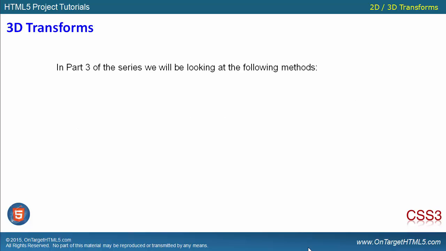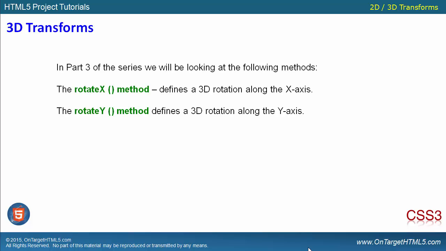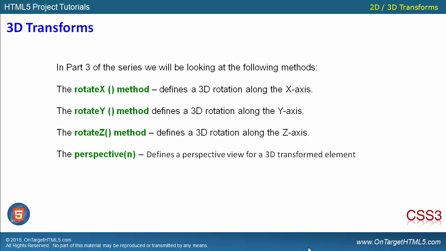In part 3 of the series, we'll be looking at the following methods. We're going to look at the rotateX method, which defines a 3D rotation along the x-axis. We're going to look at the rotateY method, which defines a 3D rotation along the y-axis. We're going to look at the rotateZ method, which defines a 3D rotation along the z-axis. And we're also going to look at perspective, which defines a perspective view for a 3D transformed element. So those are the four we're actually going to cover in this particular part of the series.